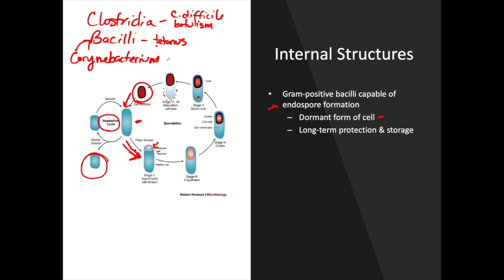Bacilli is tetanus. Corynebacterium can cause some GI infections, but it's not nearly as bad, and some skin. So C. difficile, botulism, tetanus, these are some, it's actually Clostridia causes tetanus, excuse me, it's Clostridia tetani. So tetanus. Bacillus is anthrax, respiratory. This affects the nervous system. So anyway, you can see these are some pretty serious diseases, and they are easily transmissible.